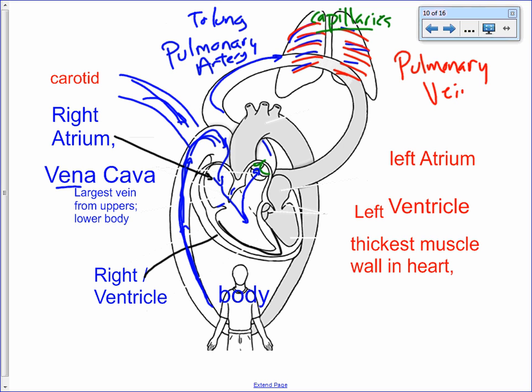Hang on one second. Still on the right side of the heart? Let's finish going through and then we'll see. I'm not sure what you're asking here.